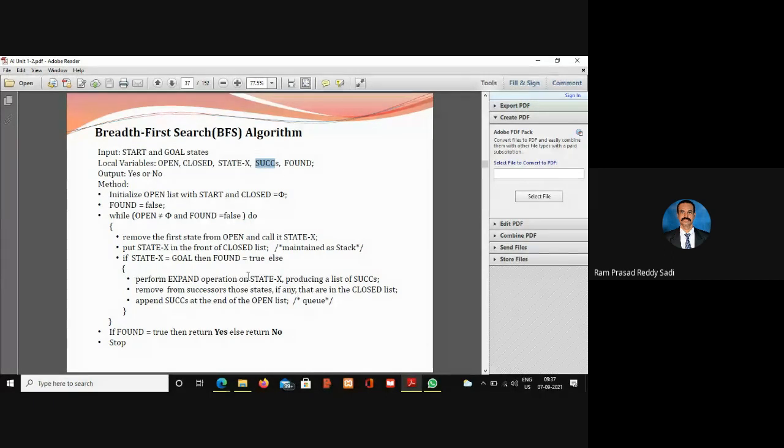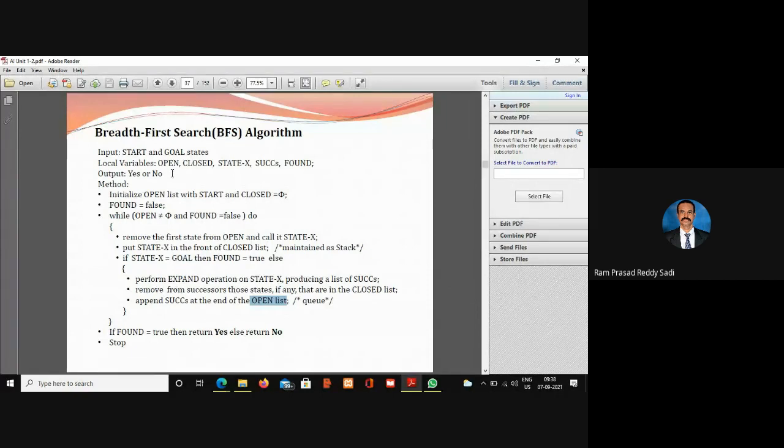So perform the expand operation on state X, producing a list of successors. Remove from successors those states, if any, that are in the closed list. Suppose any of the nodes present in the successor state are present in the closed list, do not explore them further. What does it imply? If any node is placed in the closed list, what does it imply? It has already been explored, so you need not explore it further. So remove from successors those states, if any, that are in the closed list. Append SUCC, that is successors, at the end of the open list. Hope you are getting this procedure. A simple procedure which you are already aware of and have learned and implemented in data structures.